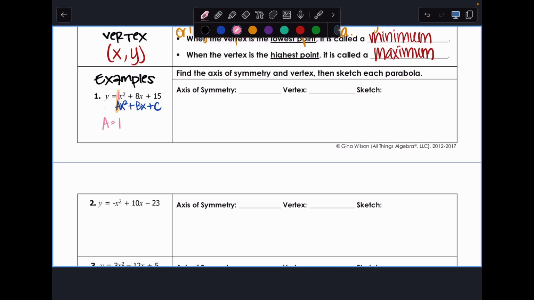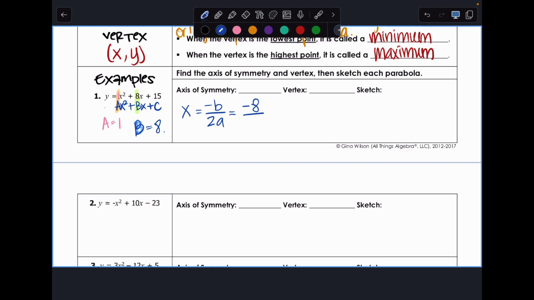What's my b then? B is 8. So we're going to find axis of symmetry by using our formula: opposite of B divided by 2A. Which one's my B again? 8. So opposite of 8 is?